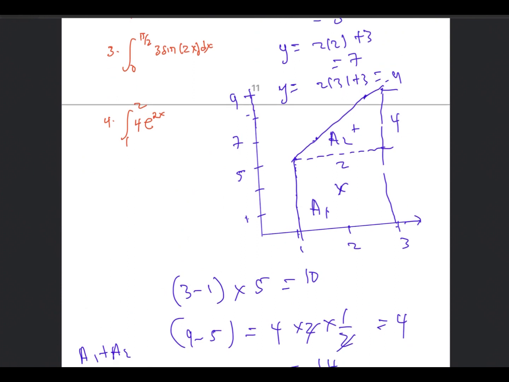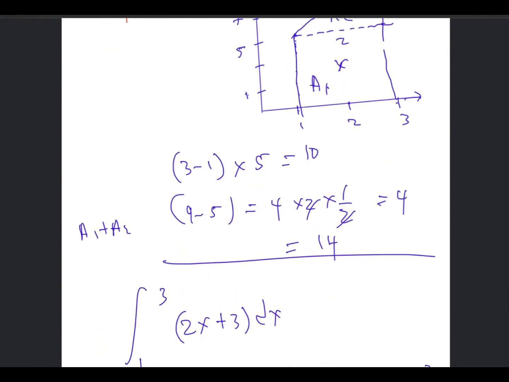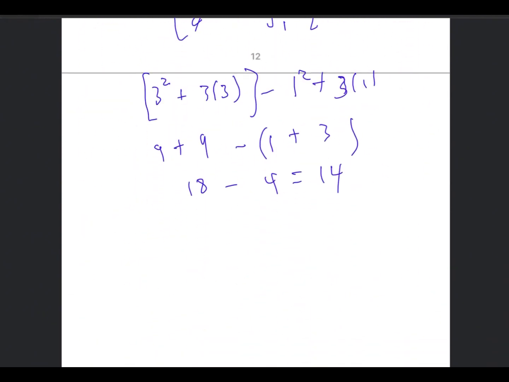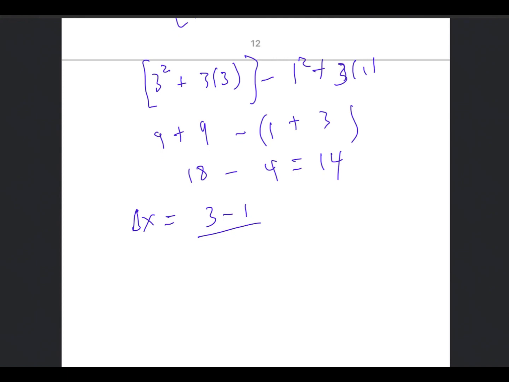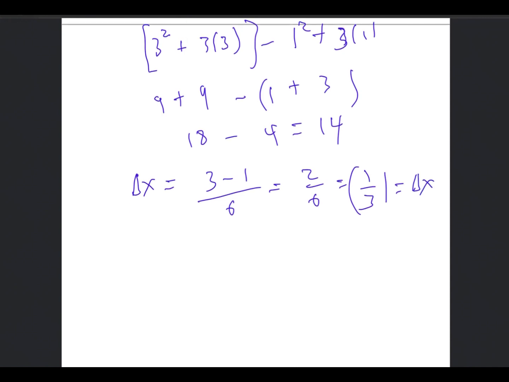Assuming that I'm using Riemann summation, I'm not using the area under the curve. I'm using Riemann summation. I need to divide it into a particular subinterval. If I divide it, for example, I can get the change in x to be 3 minus 1 over, if I want to divide it into maybe 6 subintervals, 2 over 6, which is equal to 1 over 3. That's my change in x.